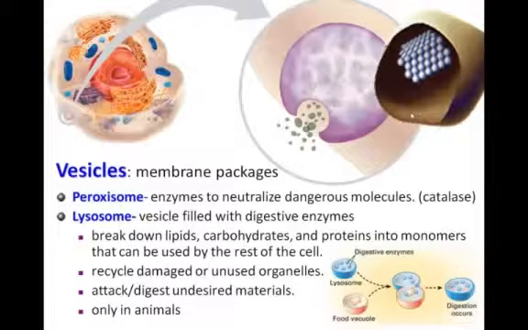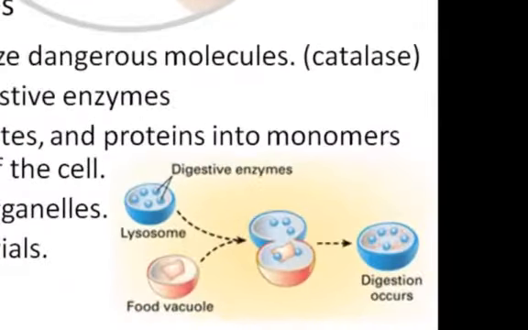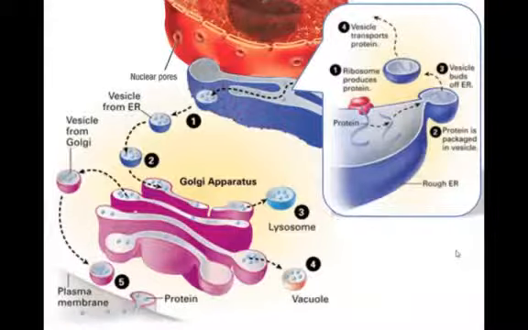Lysosomes are a vesicle with a similar purpose but a different process. These are filled with digestive enzymes, so they're good for breaking down any food particles or any damaged or unwanted cell parts. Even organisms, maybe parasites that might enter the cell, a lysosome is going to break them down. We can see a diagram of that over here as well.